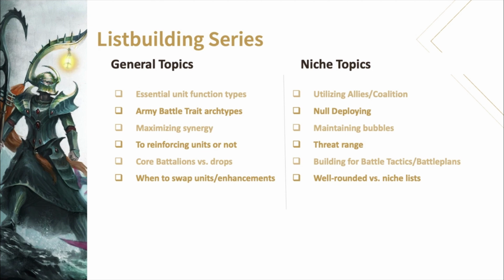Some more niche topics would be utilizing allies and coalition, one of my kind of pet projects in general. Everyone that knows me knows that I like to diversify my list as much as possible and like soup lists. So for those of you on the same page as me out there, I'm definitely interested in breaking that down. Also, a super niche topic is null deploying, which, if you're not familiar, is the idea of literally putting nothing on the table during deployment, because you can set things in reserve, which only about 7 or so armies can do, of which that video will end up covering the differences between those different armies and who has it better and worse for doing that strategy, and whether it's even smart to do.